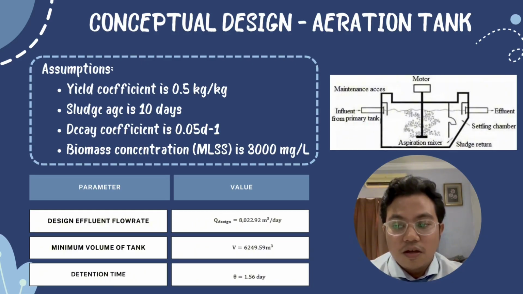So, based on the calculation, the design effluent flow rate that we obtained is 8,022.92 meter cube per day. The minimum volume of tank that we calculated is about 6,249.59 meter cube, and the detention time that we obtained is about 1.56 days. So that's all for the conceptual design for the aeration tank.